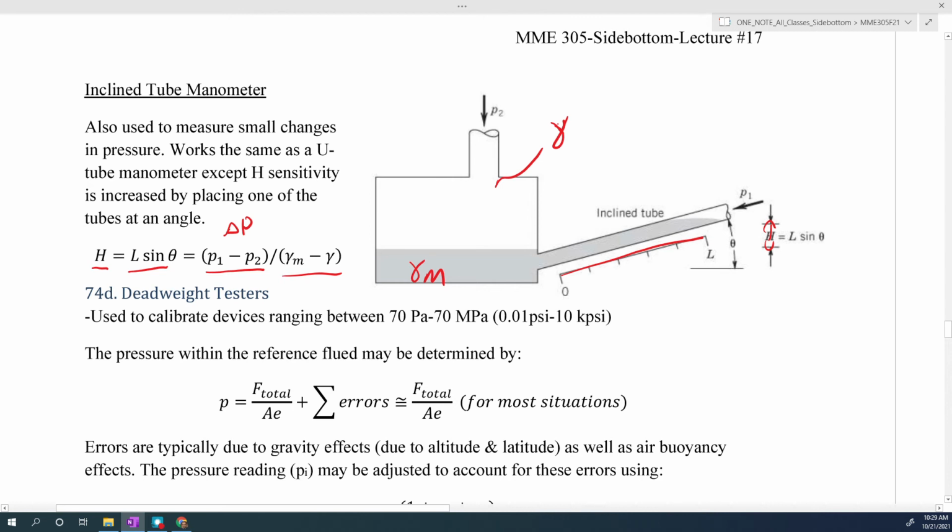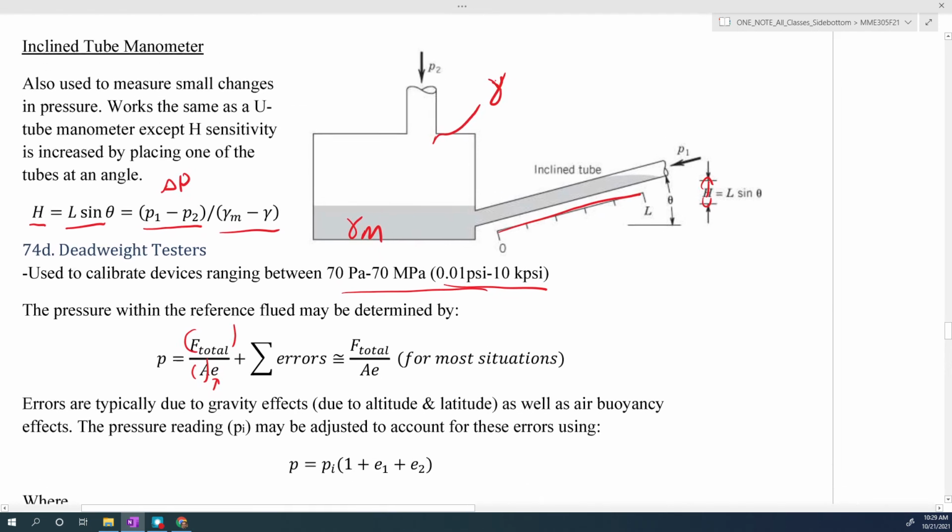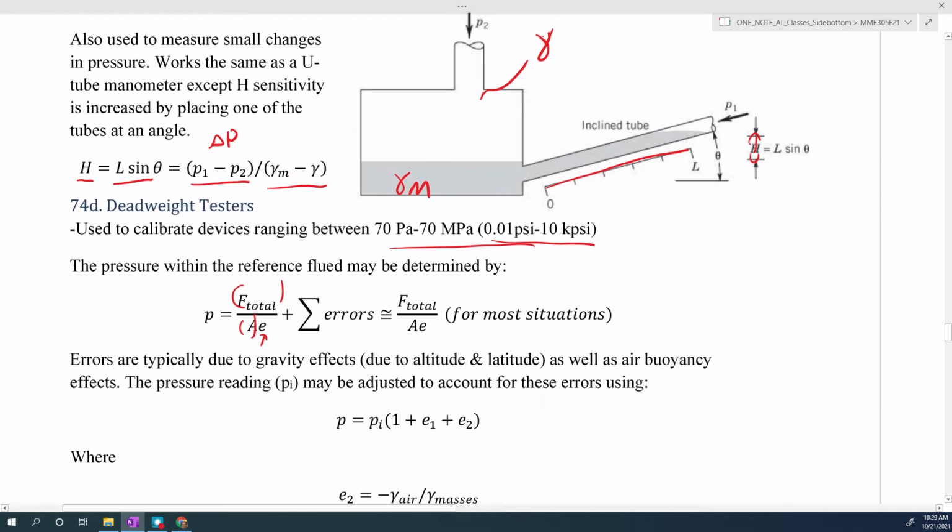The last type of pressure measurement is used for when we typically have very large pressures, something like 70 megapascals, which is like 10k psi. That's called a deadweight tester. A deadweight tester basically uses the definition of pressure, which says we take the total force that we're applying divided by the area, and then we have an error constant that we take into account.